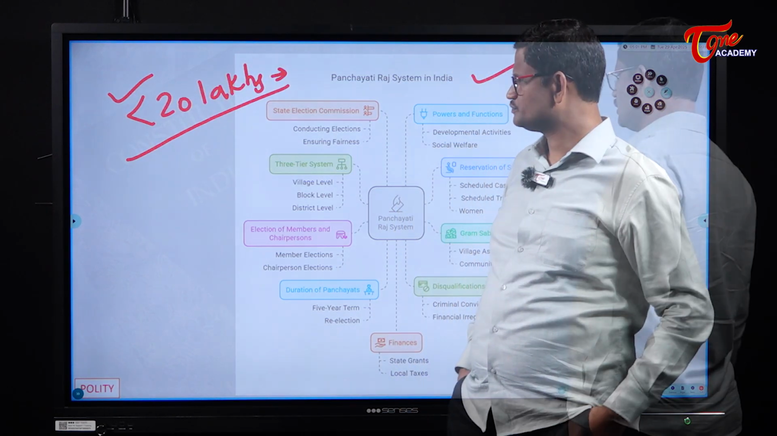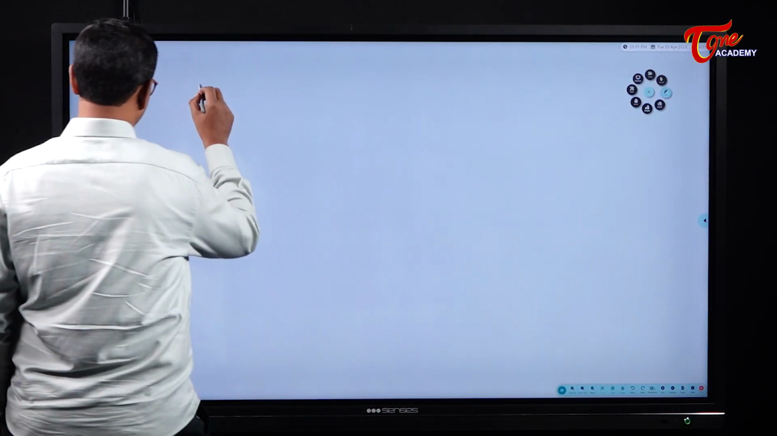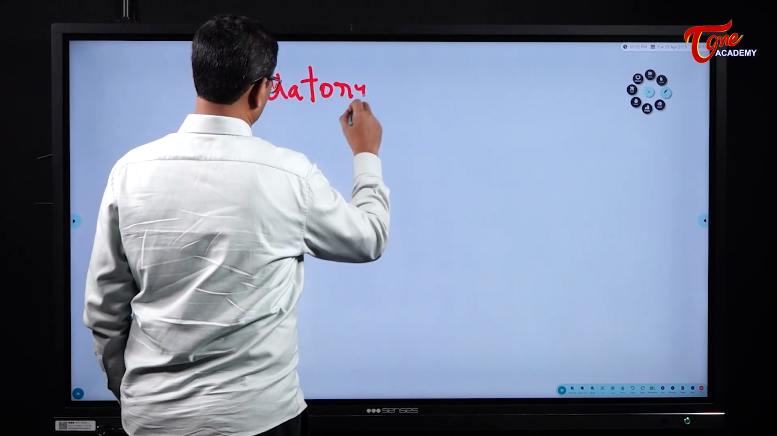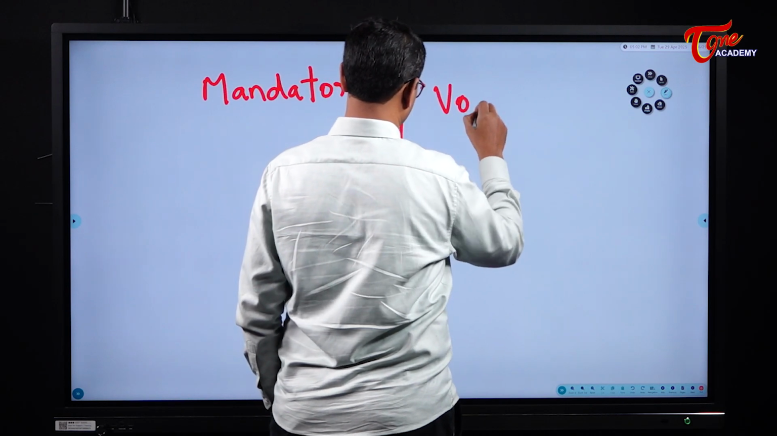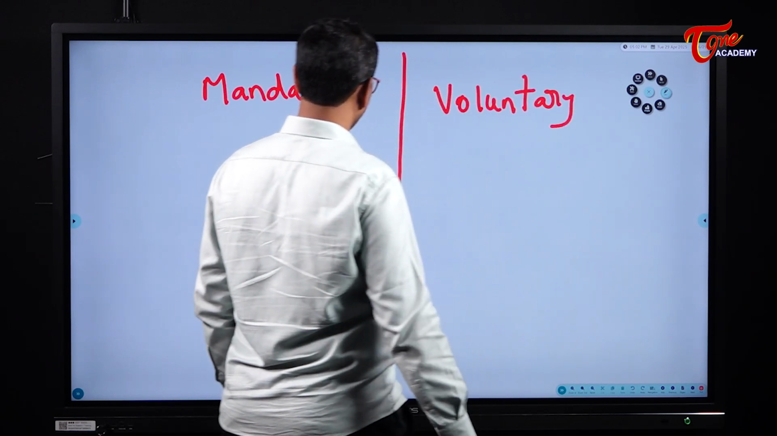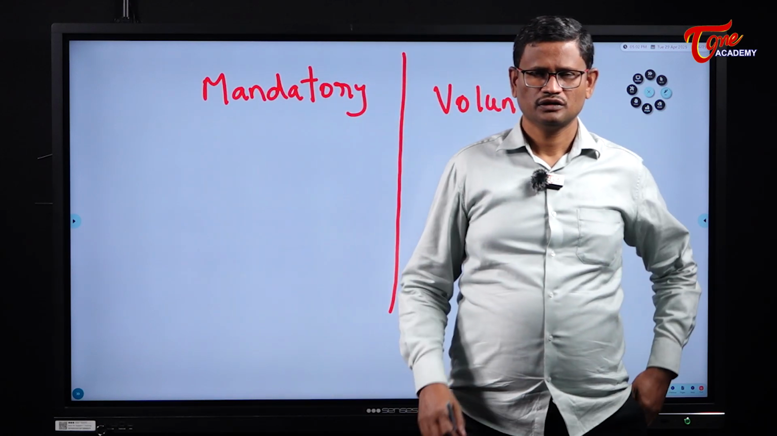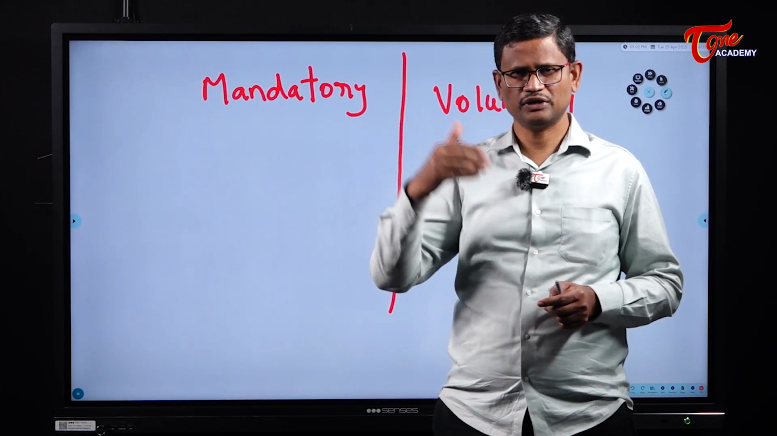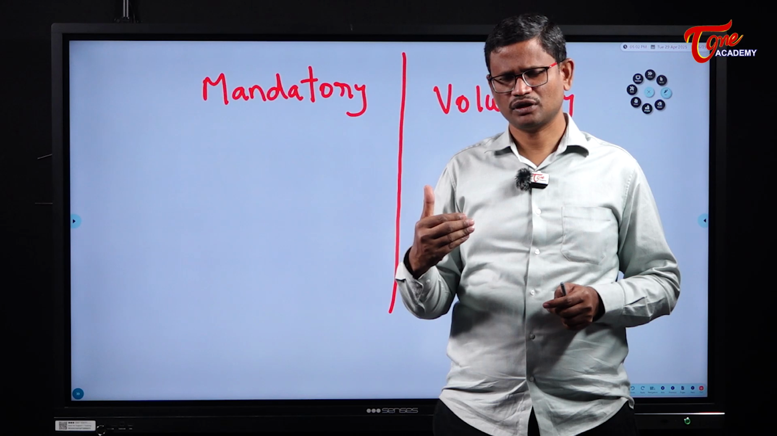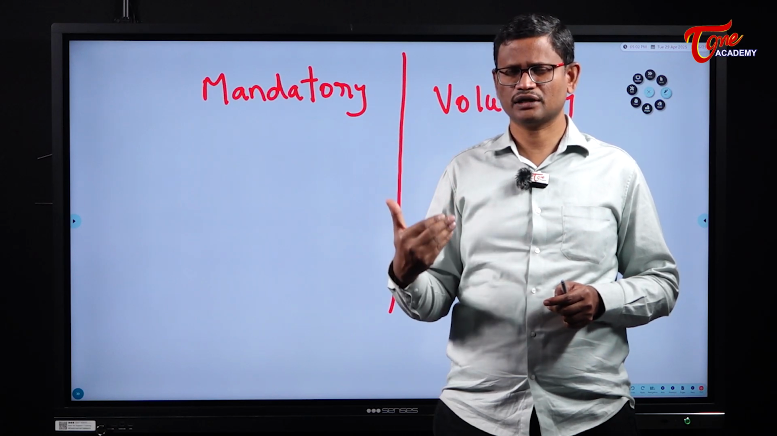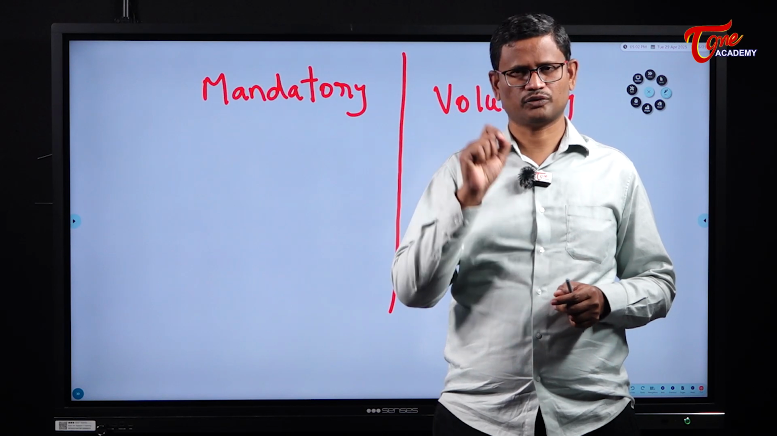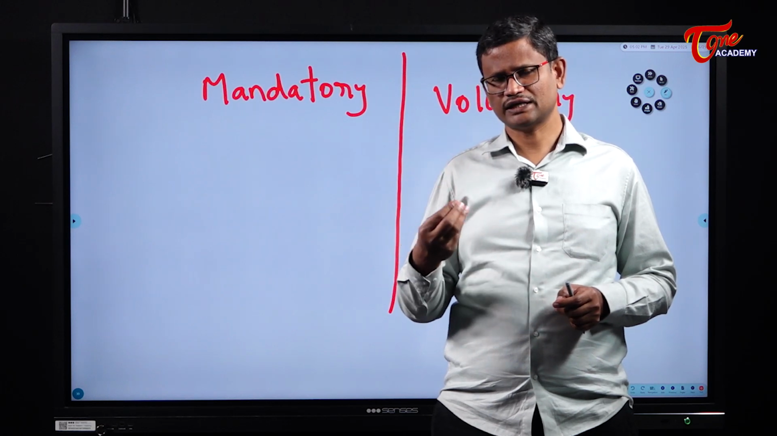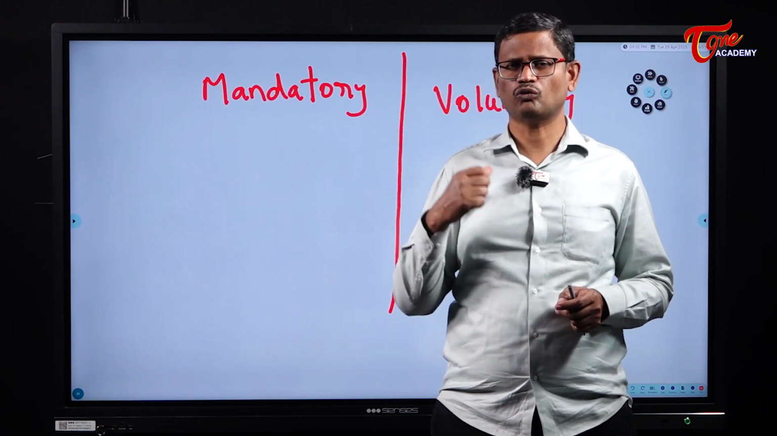And as I told you, the provisions of the 73rd Amendment are broadly classified into mandatory provisions and voluntary provisions. Mandatory provisions mean these provisions must be implemented. It is compulsory to implement these provisions. So, in the 73rd Amendment, all those provisions which are to be implemented compulsorily are called mandatory provisions. And there are some other provisions which the state governments can either implement or choose not to implement. They are called voluntary provisions.